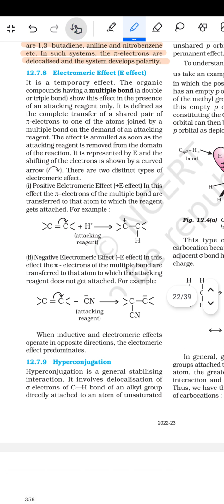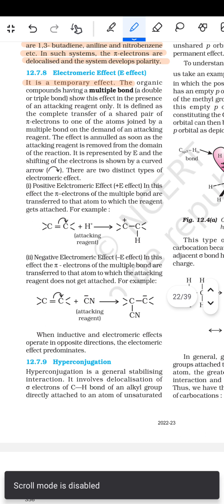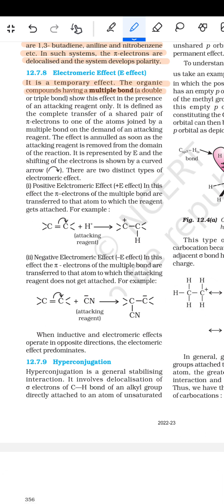Electromeric effect, or the E effect. It is a temporary effect. Organic compounds having multiple bonds, double or triple bonds, show this effect in the presence of an attacking reagent only. It is defined as the complete transfer of a shared pair of pi electrons to one of the atoms joined by a multiple bond on the demand of an attacking reagent.